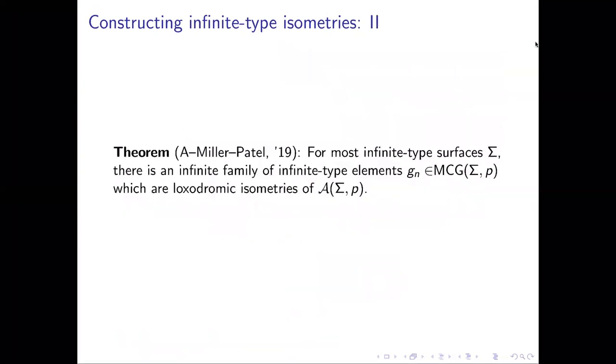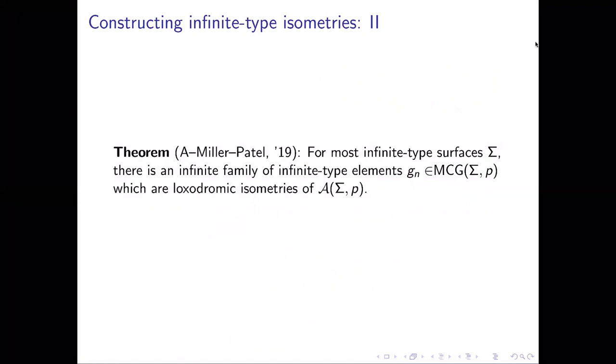So the main result with Nick and Priyam is that for most infinite type surfaces, there's an infinite family of infinite type elements, g_n, which are loxodromic isometries of the modified arc graph. And again, infinite type elements here means that it's not supported on a finite type subsurface, and it's not a limit of homeomorphisms that are supported on finite type subsurfaces.